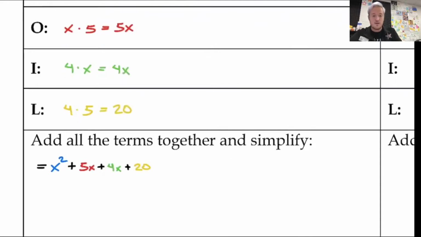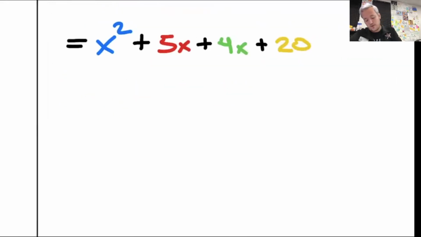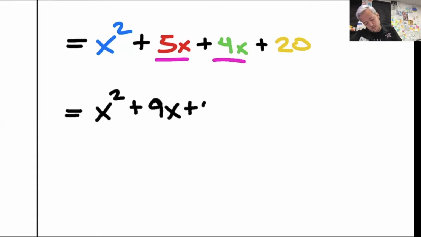So from here, I'm going to combine like terms. My like terms are going to be the values in the middle, 5x and 4x. Remember, for something to be a like term, it has to have the same base and the same exponent. Our base here is x, and our exponent here is 1. So those are the same, so I can combine those. All right, so I'm going to have x squared plus 9x plus 20. So this would be our final answer here.